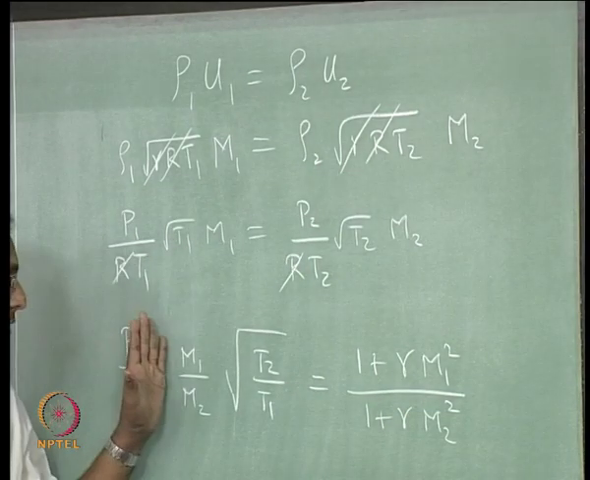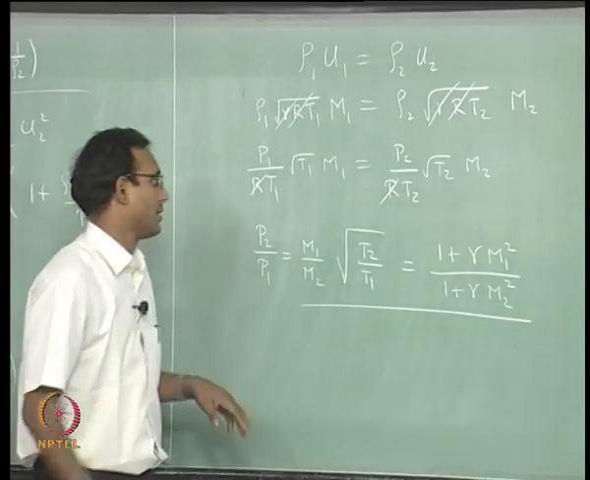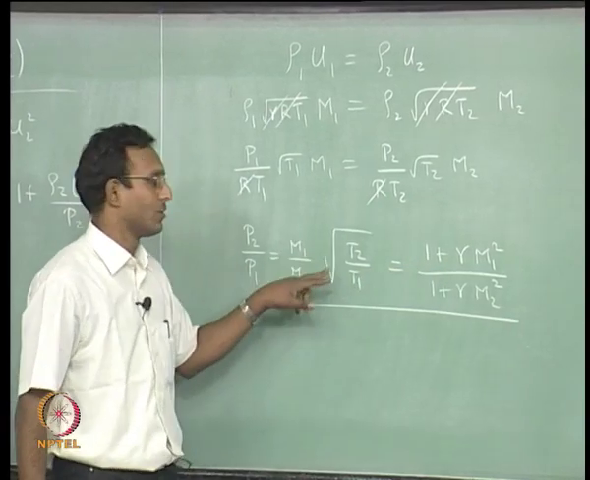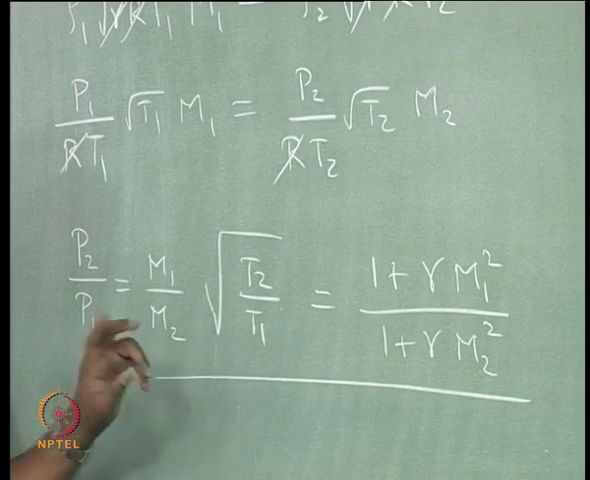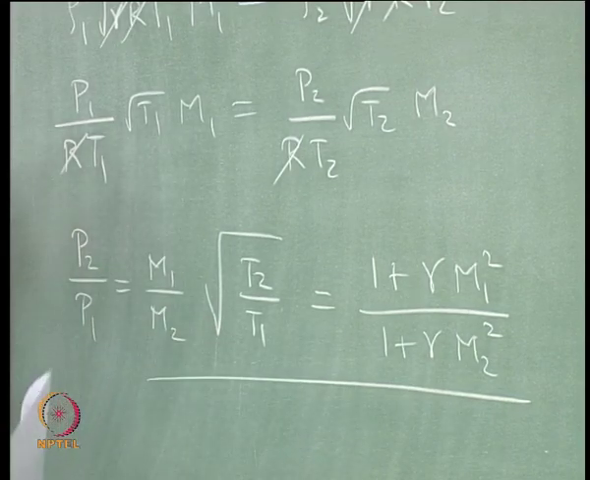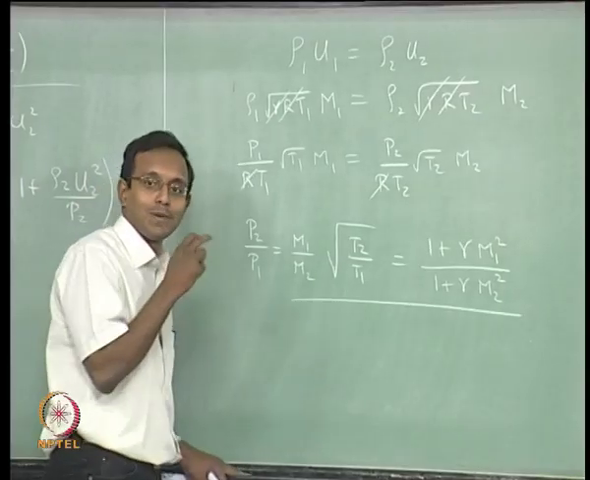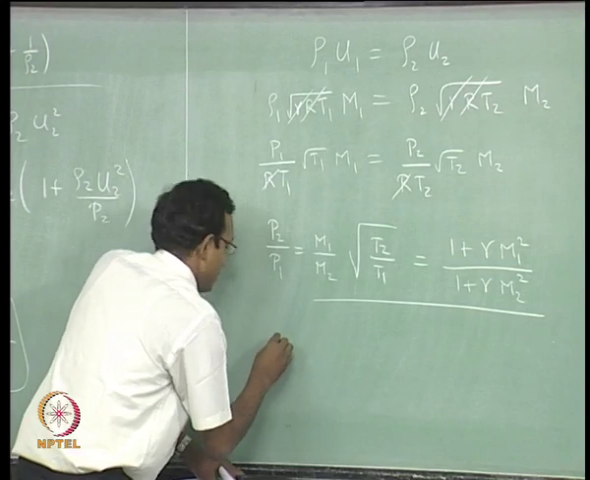So, as of now I have a relation here, if I just look at these two terms, in terms of Mach number alone except for T2 by T1. Now, this T2 by T1, I know that T naught is a constant for the whole flow. So, I can write this in terms of 1 plus gamma minus 1 by 2 M square. So, that is what I will do here.